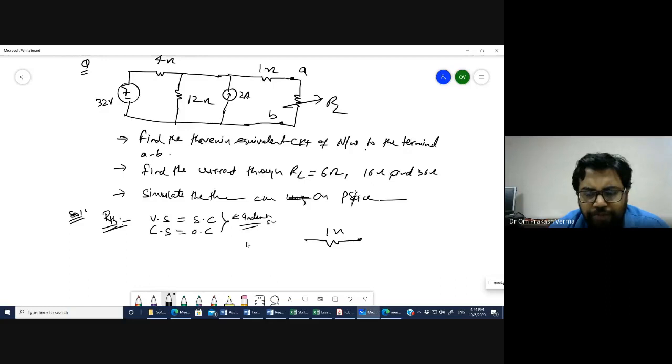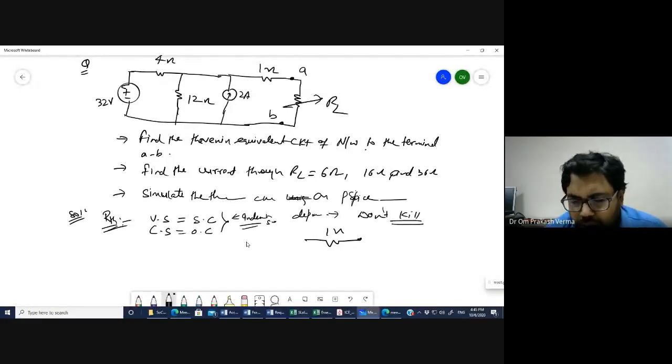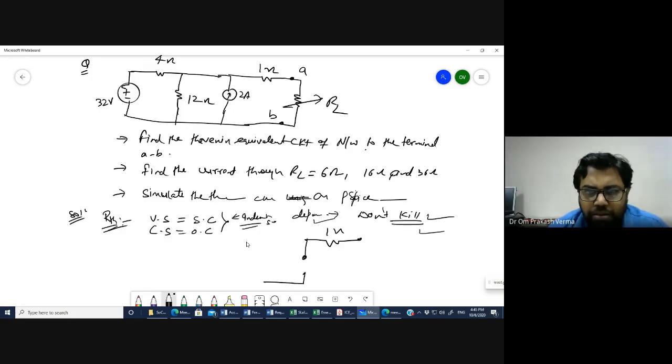However, this is only for independent sources, right? If a dependent source is there, don't kill it, which means don't touch it. You have to keep it as it is in the circuit. How you calculate it is a different issue. First we will handle this issue, then if time allows, we will move on to the dependent source. So here I have open circuited the 2 ampere current source.